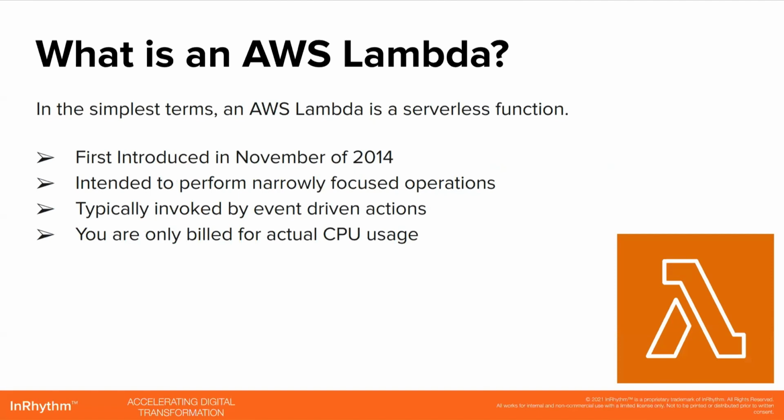All right, so first off, just in case you don't know what AWS Lambda is, in the simplest terms, it is a serverless function, as Parag mentioned a few minutes ago. You only get billed for your usage, and you typically invoke these through event-driven actions. Just like a function in any application, this function performs a fairly narrowly focused set of operations. The idea is that if you're building a set of serverless applications, you could have several of these Lambda functions working together in concert to make an entirely serverless application.